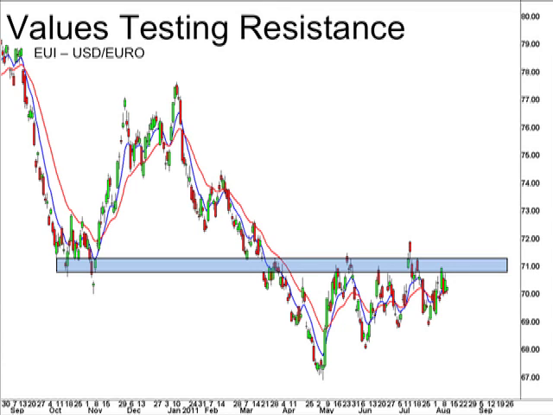Now, if we look at the idea of resistance, here's the EUI, which is the U.S. dollar versus the euro, and you can see that I've drawn in this 71 level as a key resistance. We can look at the previous test down here, and you can see that it was resistance for a bit of a bounce, a little bit of a slice through, but for the most part, the pair value held at 71 and then bounced higher.